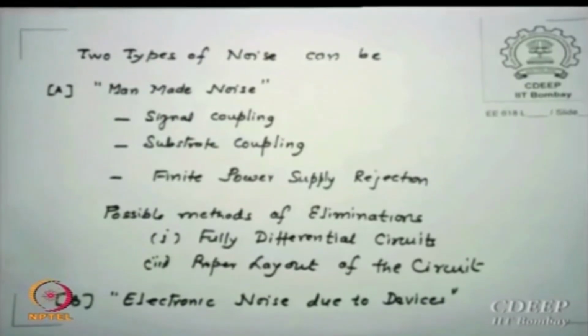And on possible methods of elimination, this morning I already said a fully differential system can probably help, and one method of reducing this man-made noise is to properly lay out the circuits. Since we have not done layout so far, when I do layout I will give the name of a layout method, called the common centroid method.